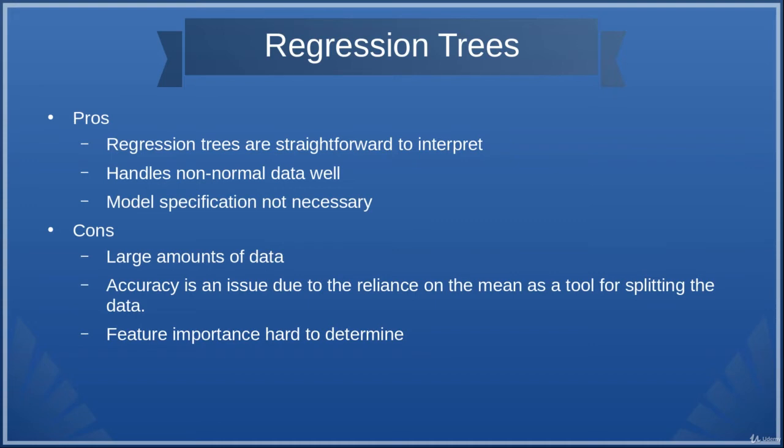Now, as with all algorithms, regression trees or numeric prediction trees, whatever you want to call them, have their strengths and weaknesses. So in terms of pros, regression trees are straightforward and they're easy to interpret. They're also able to handle lots of non-normal data. So if your data is kind of weird, regression trees might work for you. Also, model specification is not necessary. And what we mean by model specification is determining which variables to include and not include in the model. The algorithm does this for you, remember, because it determines what to use based on what shrinks the standard deviation the most.